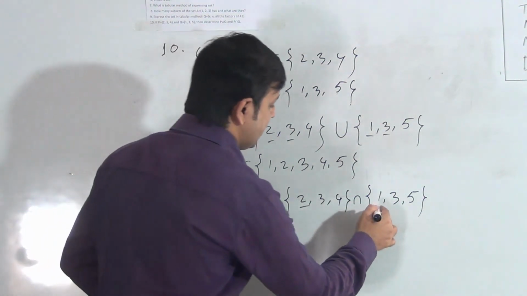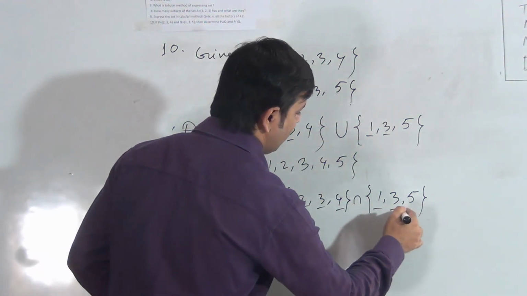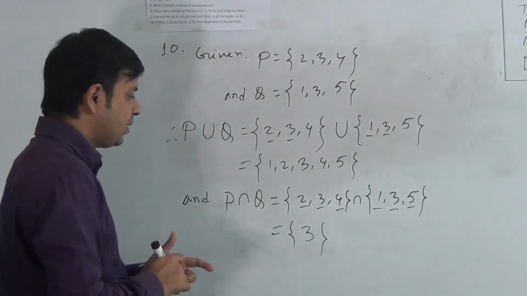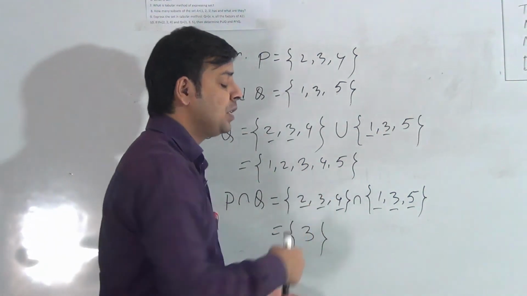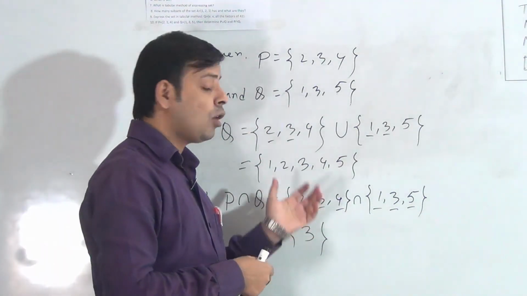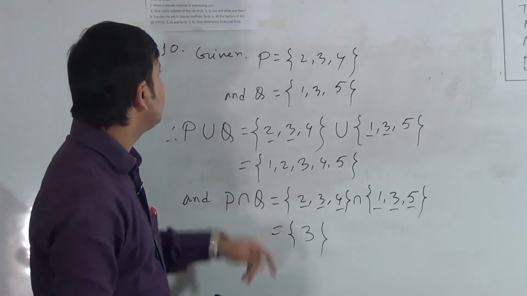Here 2, there is no 2. 3, here is 3, so we can write 3. 4, there is no 4. 5, no 5. So only 3 is common here. From the elements of these two sets, only 3 is common. We just take only the common elements. Okay dear students, so this is P union Q and this is P intersection Q.